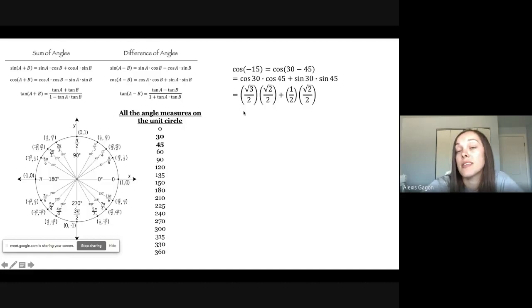And then we just multiply this out. So square root of 3 times square root of 2 is square root of 6. 2 times 2 is 4. 1 times the square root of 2 is square root of 2. 2 times 2 is 4. Now we can combine this into one fraction. So that's going to be square root of 6 plus square root of 2 over 4.